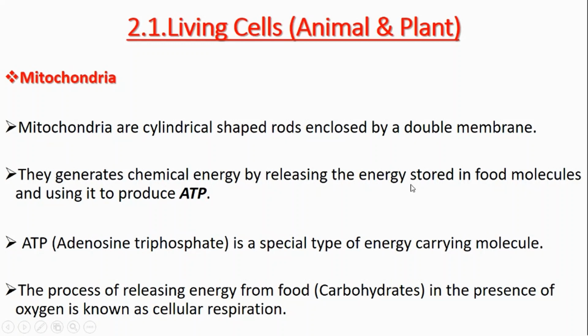Something needs to take the energy out of the food, and the mitochondria are responsible for that, because it releases the energy that was stored in food and then produces ATP, so that your energy can now be stored as ATP, because ATP, adenosine triphosphate, is a special type of energy carrying molecule. Now this process of releasing this energy from food is called cellular respiration and has to happen in the presence of oxygen.